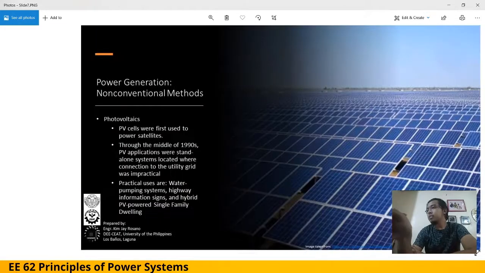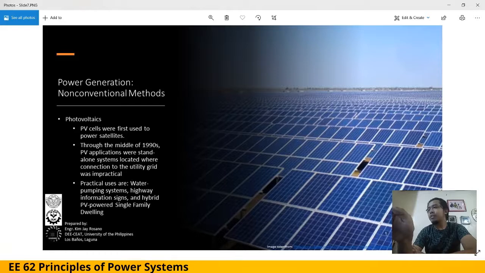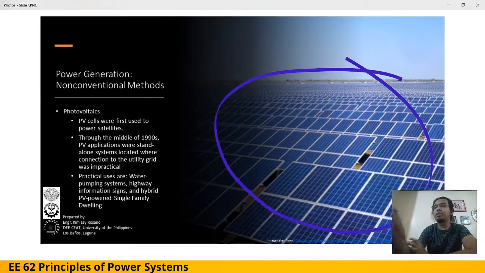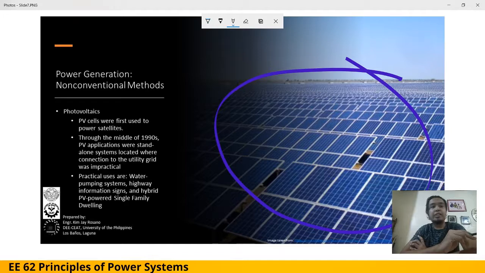Okay. You also have photovoltaics. There's a lot of research on this one kasi most of the research here is focusing on the material used in your solar cells, because the majority of them is focusing on improving the efficiency of those arrays of those cells. It's first used in power satellites. Well, I think it's obvious why.